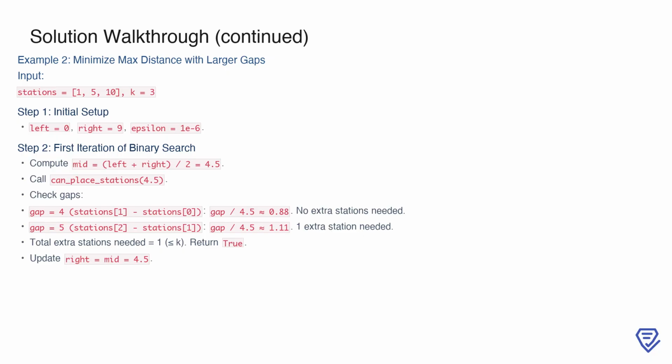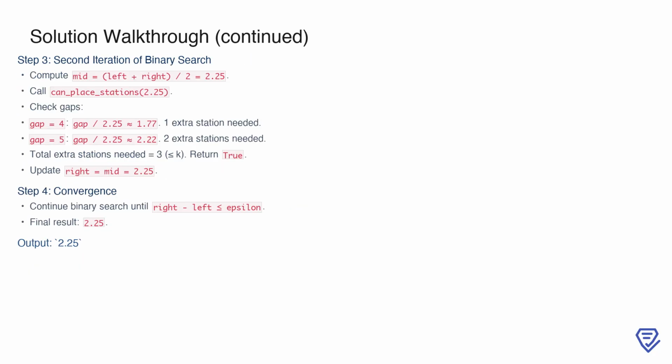The first gap, 4, divided by 4.5 results in approximately 0.88, so no extra stations are needed here. The second gap, 5, divided by 4.5 results in approximately 1.11, which means we need 1 extra station. Since the total extra stations needed is 1, which is less than or equal to k, the function returns true, and we update right equals mid, reducing the range to 0, 4.5.